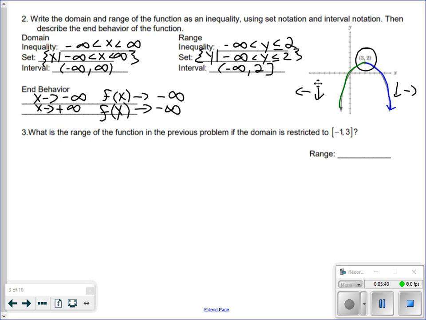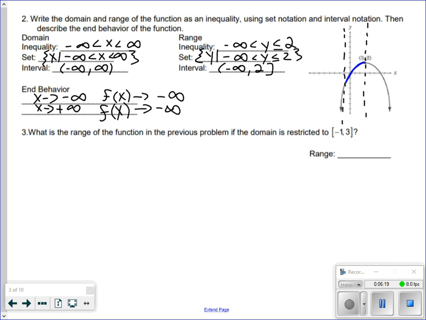All right, and now for number 3, what is the range of the function in the previous problem if the domain is restricted to [-1, 3]? So we have the graph right here. I'm going to go ahead and restrict it from negative 1, so right here, to 3, right here. So when we restrict the graph, all we really care about is this sliver right here in the graph. Everything in between those lines, that's the only part of the graph I care about. So now I need to see what my range is going to be inside of those lines or on that blue line.